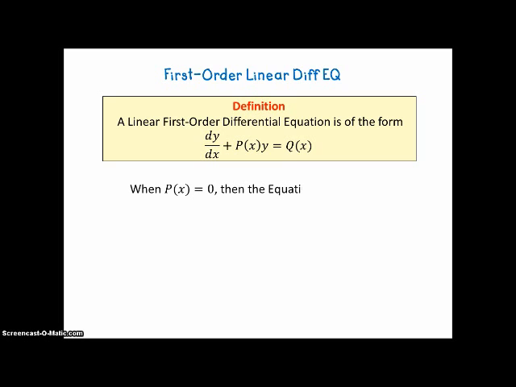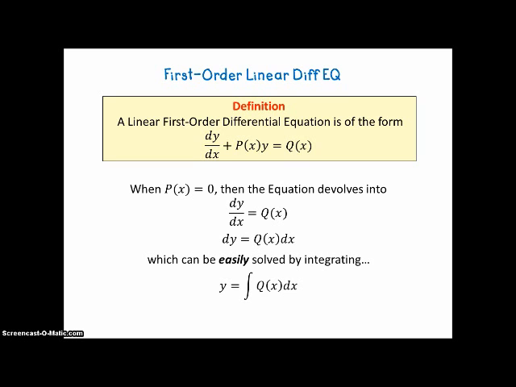Okay, so now what if p(x) is 0? Well, then our equation devolves into dy/dx equals q(x). We can separate the variables, and that can be easily solved because you're just integrating a quantity in x on the right.